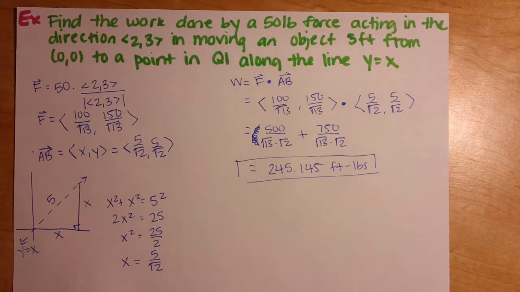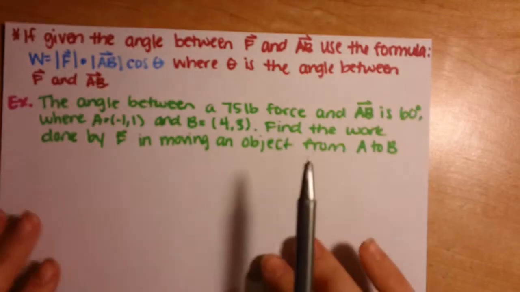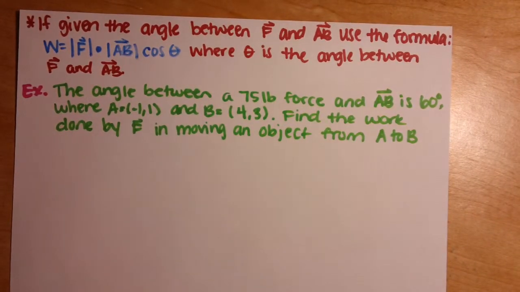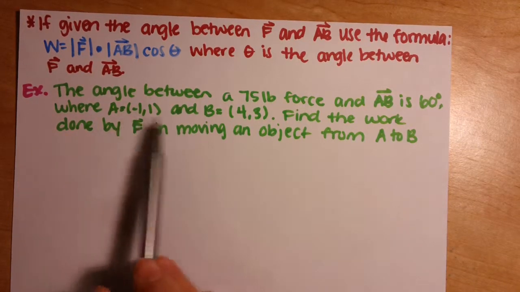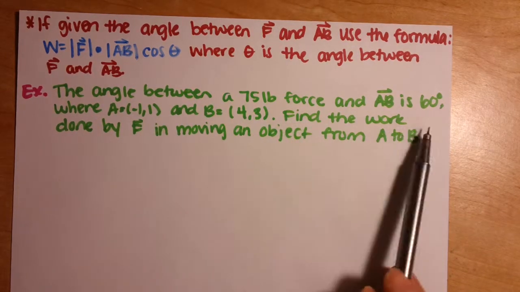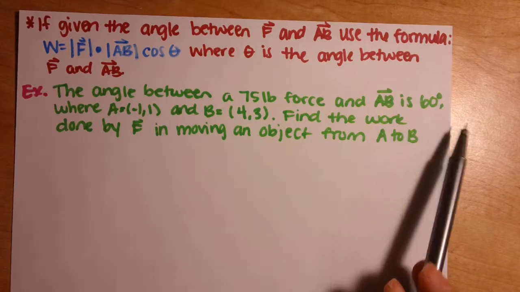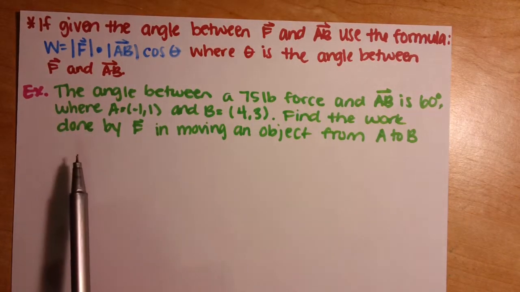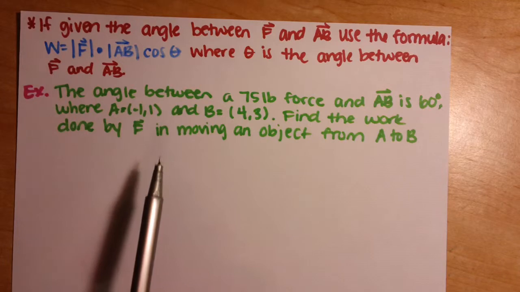So now one last thing. If you're given the angle between F and AB, you want to use the formula, the magnitude of F times the magnitude of AB times cosine theta, where theta is the angle between F and AB. So let's look at a quick example. The angle between the 75-pound force and the vector AB is 60 degrees, where A is (-1, 1) and B is (4, 3). Find the work done by F in moving an object from A to B.